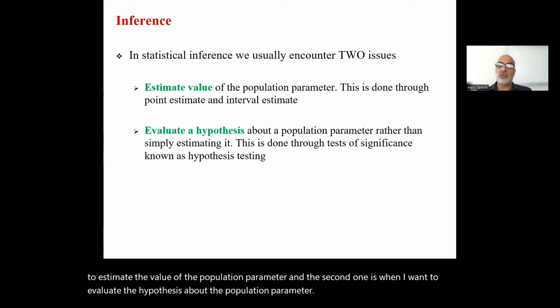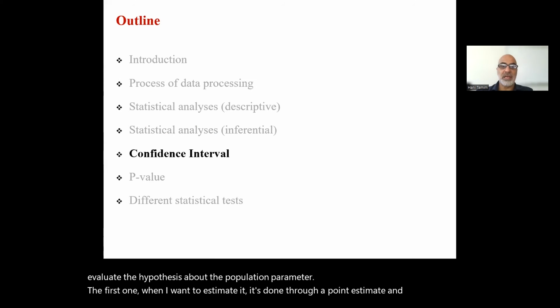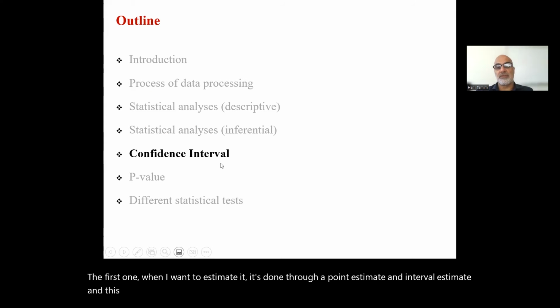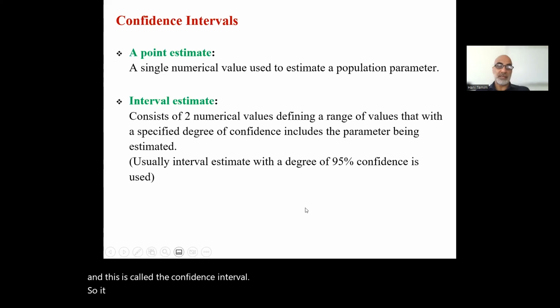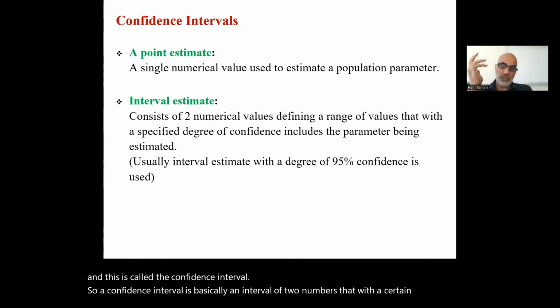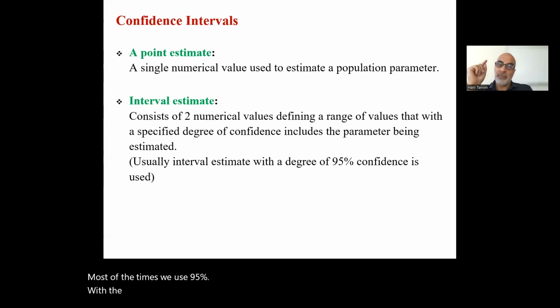The first one, when I want to estimate it, is done through a point estimate and an interval estimate, and this is called the confidence interval. A confidence interval is basically an interval of two numbers that, with a certain confidence, most of the time we use 95%, the population average is within this interval.